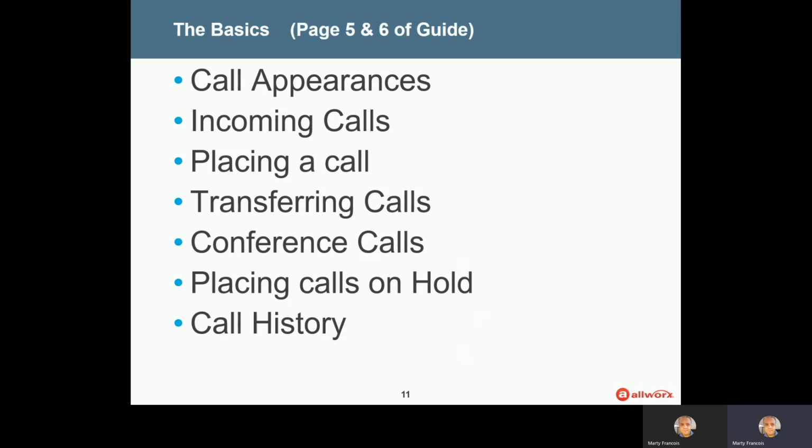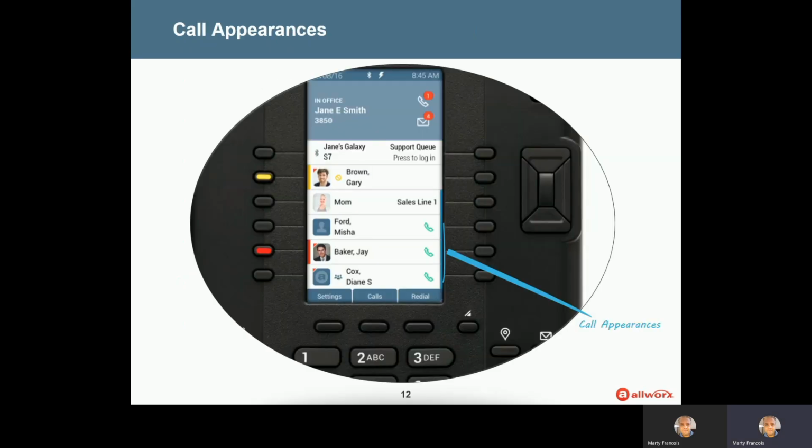So what we're going to talk about first is call appearances. When we're discussing call appearances, the call appearances are on your phone, on the display. The bottom right buttons are your call appearances, and they're indicated by a picture of a phone here. Some administrators may only have 2 call appearances on your phone. You might have 3, which is the default, or you might have 4 or 5.